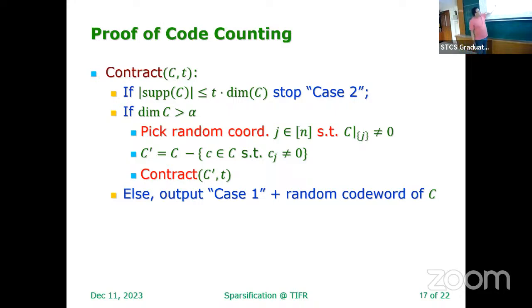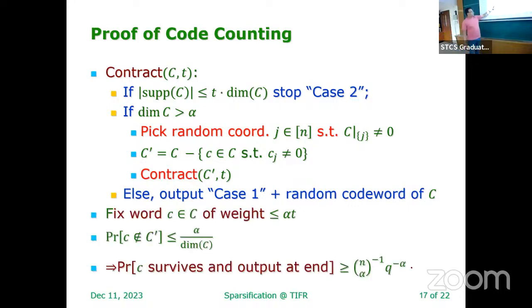So what we want to say is, if that's not the case, then we are actually proving a code counting bound. And how do we prove a code counting bound? We'll say, let's fix a particular code word whose weight is at most alpha times t, and see what's the probability that that particular code word is output by this algorithm when we come to case 1, assuming case 2 never happens.